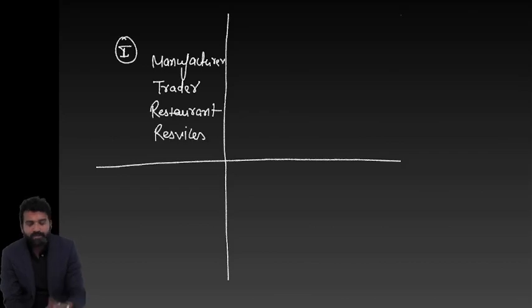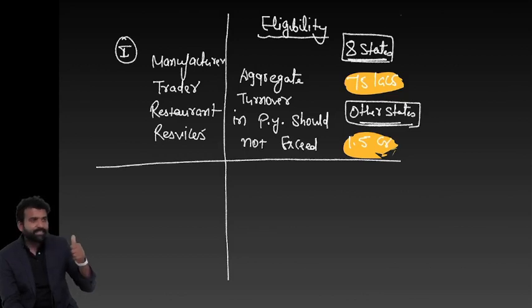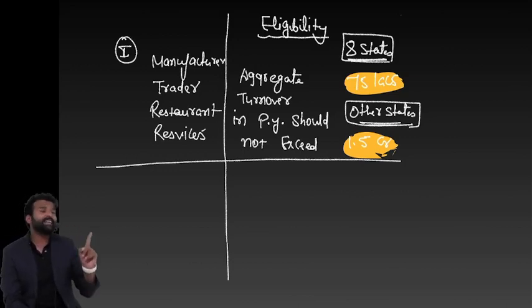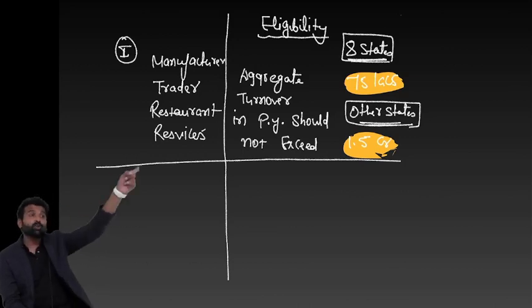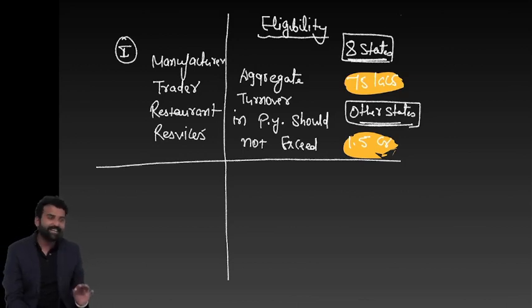Composition can be availed only by three kinds of people first: manufacturer, trader, and restaurant services. So the person who is manufacturing, trading, or providing restaurant services can apply for composition only if their aggregate turnover, meaning total turnover, exempt, export, non-GST, taxable, all is not exceeding 75 lakh or 1.5 crores. Some states have the lower limit of only 75 lakh, while the remaining states have a limit of 1.5 cr.